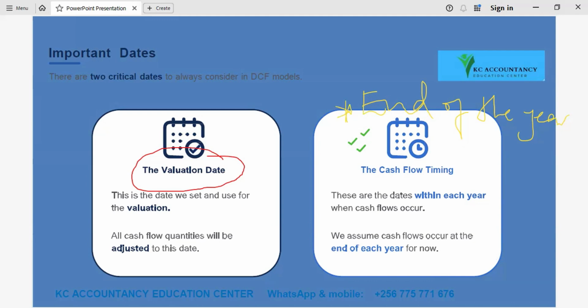That's what we are going to assume for now, that we are receiving these cash flows at the end of the year. Now, when we look at the full DCF, we are going to talk about how to control the model when these cash flows occur at different times, for example, in the middle of the year, or maybe after quarter 1.